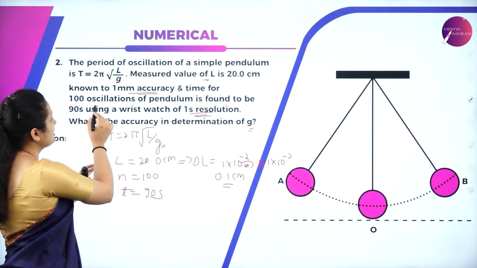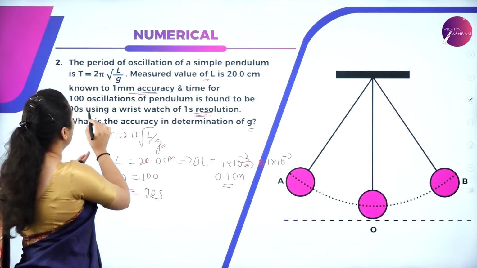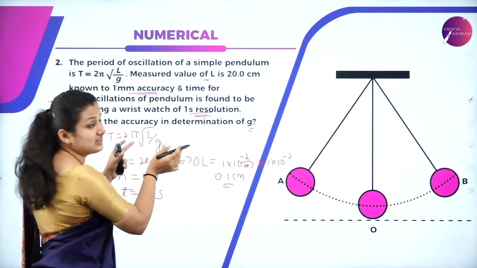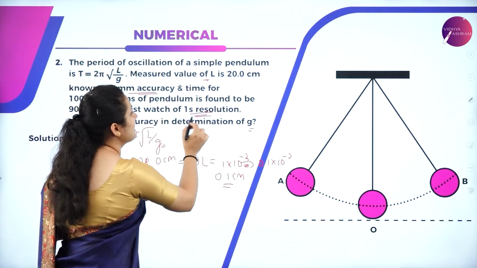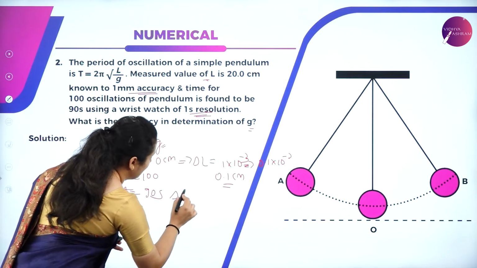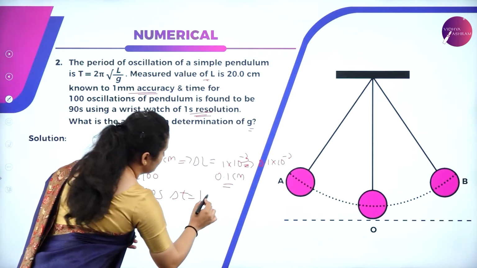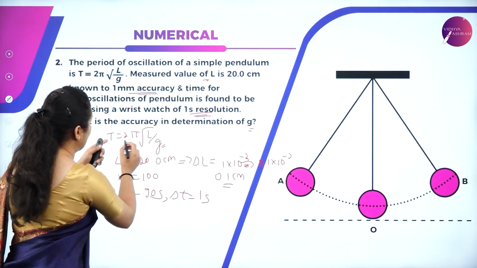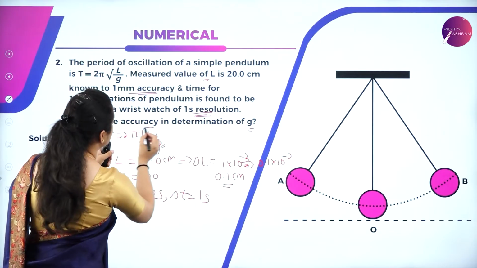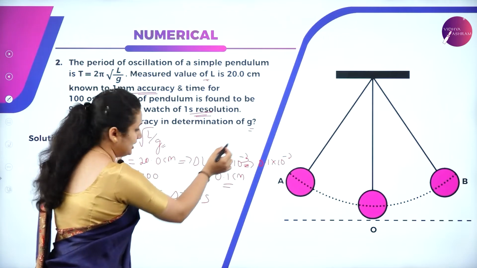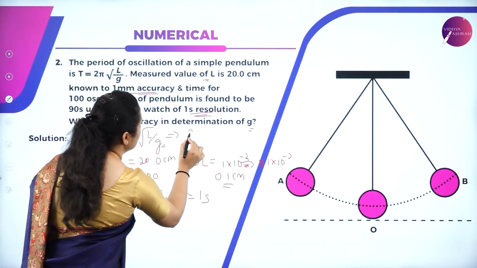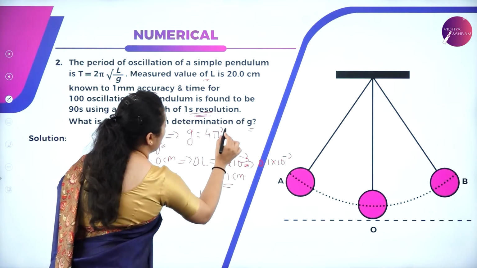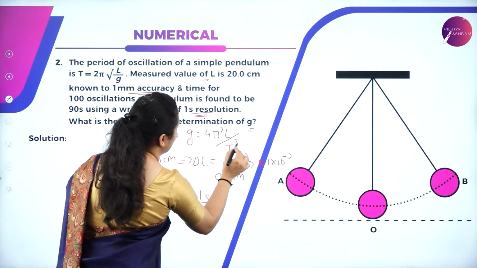He has given N is equal to 100 oscillations and 90 second. That is my time T. Now, in this 90 second, the wristwatch has 1 second resolution. That means my delta T is given as 1 second. I should calculate T here. Since I am asked to determine the accuracy of G, my equation will reduce to G is equal to, you have the square root, so it is 4 pi square L by T square.